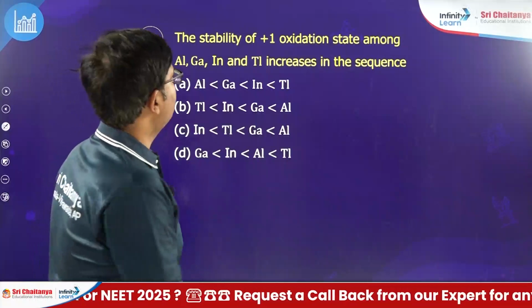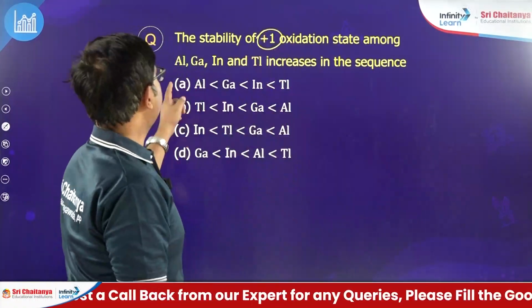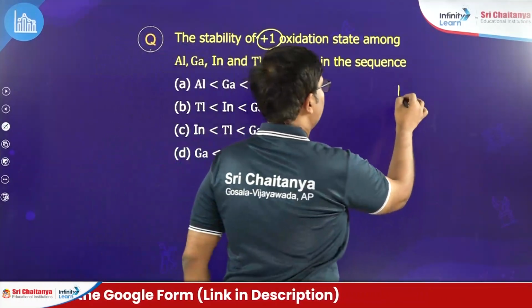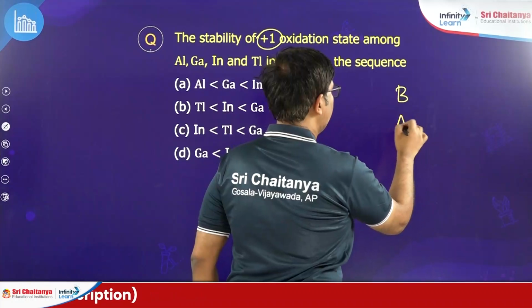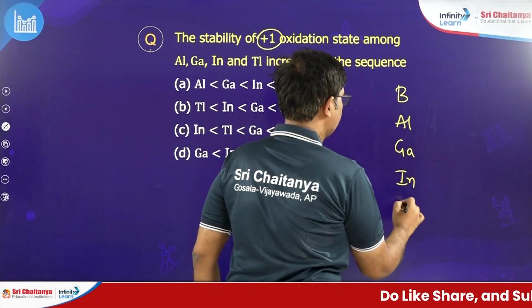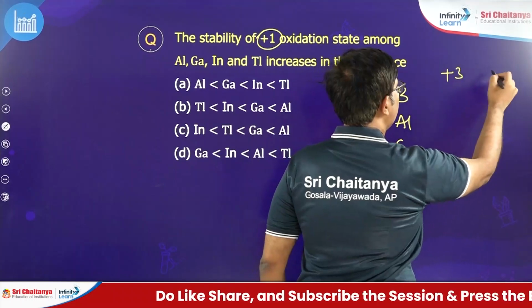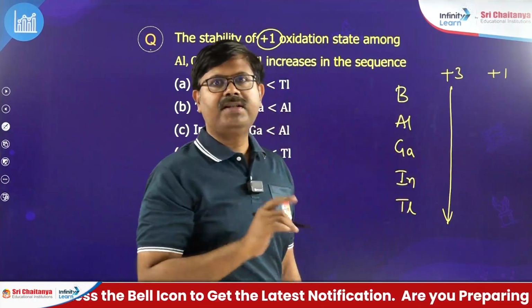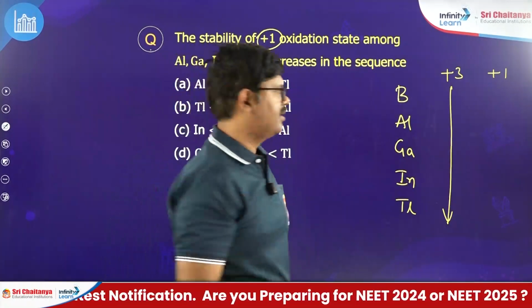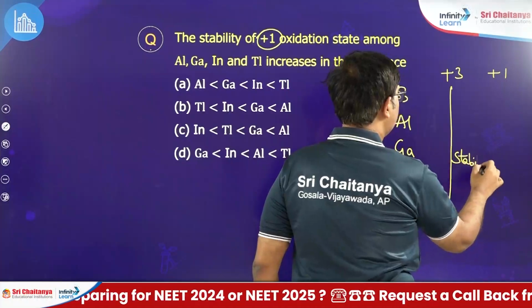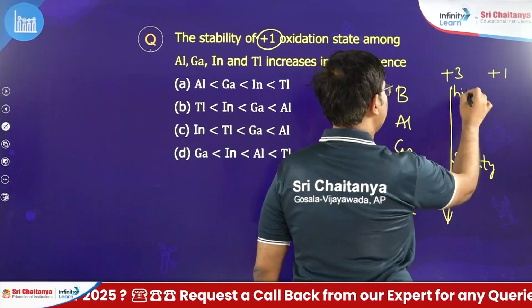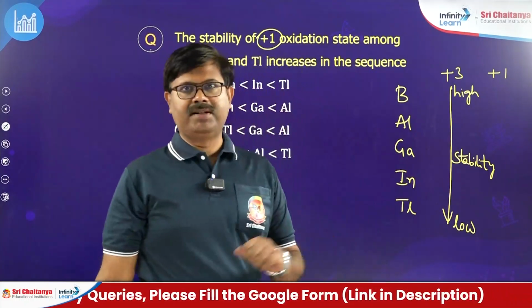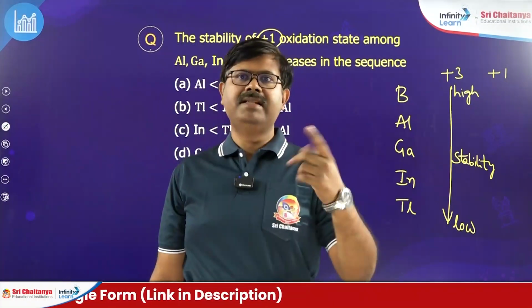The stability of +1 oxidation state among aluminum, gallium, indium and thallium increases in what sequence? See, among these elements of this group, boron, aluminum, gallium, indium and thallium, we see two oxidation states. One is +3 and the other is +1. As you go down the group, the stability of the +3 oxidation state decreases. That means boron is highly stable in the +3 state, whereas thallium is less stable in the +3 state.